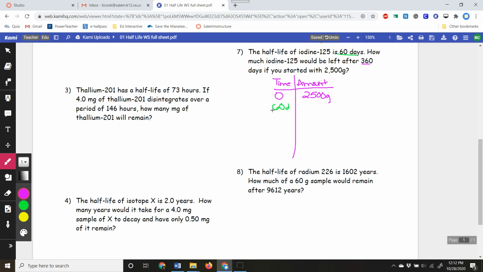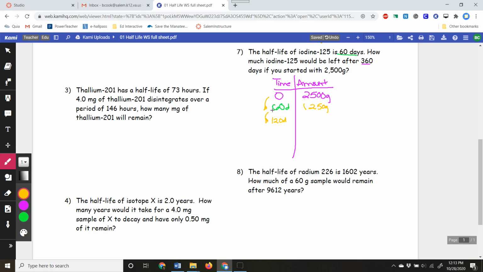All right, so what we're going to do is think about these half-lives. As each half-life passes, our amount is going to get cut in half. After the first half-life passes, 60 days, the amount, 2,500, is going to get cut in half. So after 2,500 gets cut in half, I'm going to be left with 1,250 grams. We need to keep going quite a bit until we get to 360 days. So another 60 days passes, so we're going to add another 60 days. We're up to 120 days.